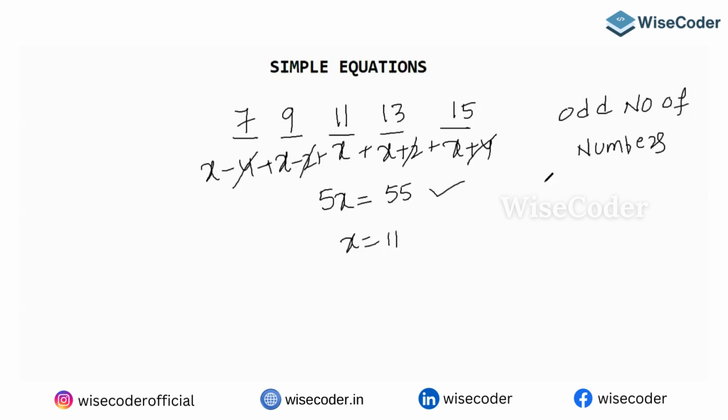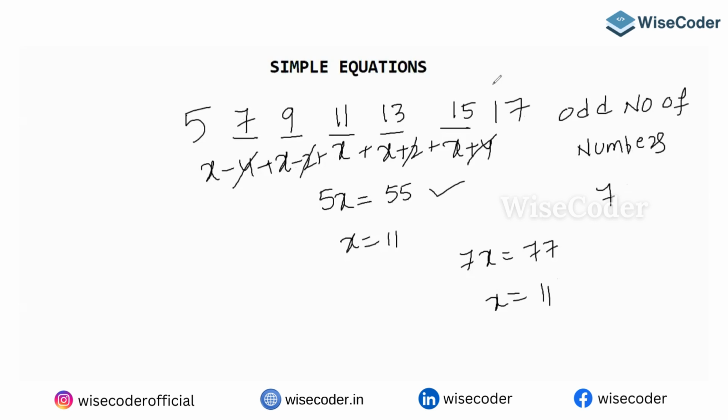Directly, let's say there are 7 numbers. You can take 7x is equal to that particular sum. 7x is equal to 77. Then x is equal to what? 11. So you can extend your answer to 5, and this is going to be 17. Whenever there are an odd number of numbers, the job is very easy.